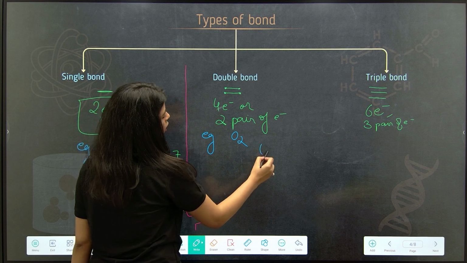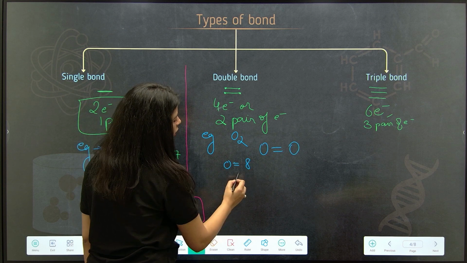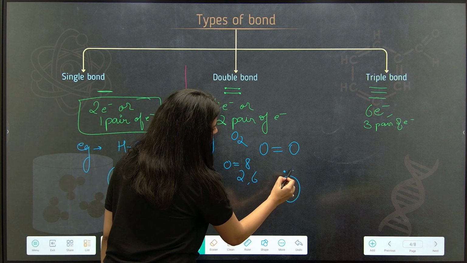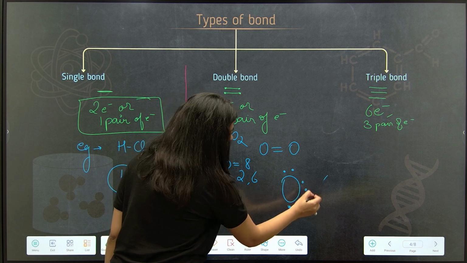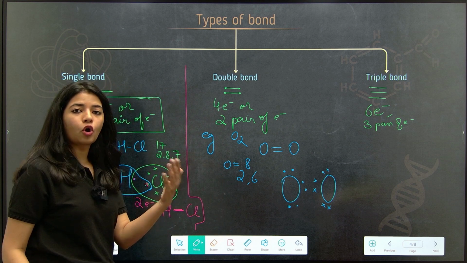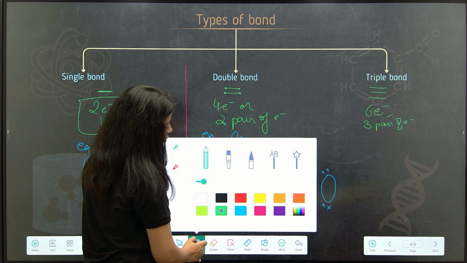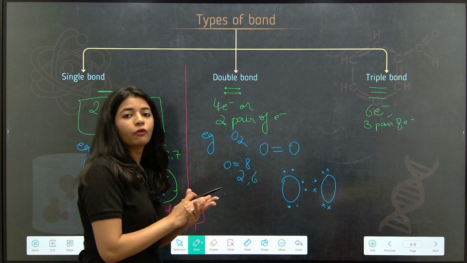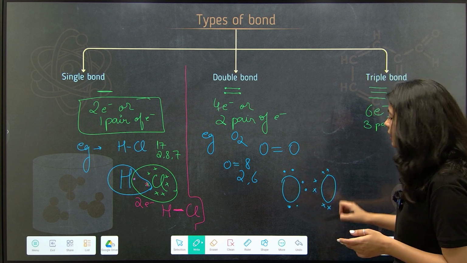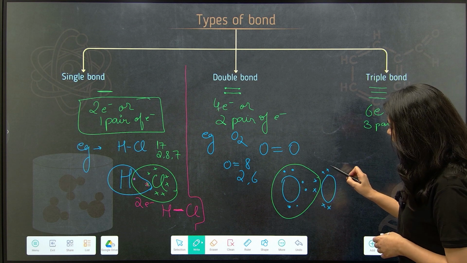Oxygen has atomic number 8. Electronic configuration I can write as 2, 6. Let's represent the electrons 1, 2, 3, 4, 5 and 6. Another oxygen will again have 6 electrons. I'm showing these with crosses so that you don't get confused between the electrons. Now, how many electrons does each oxygen need to complete its outermost shell? It needs two more electrons, right? So this oxygen is going to take 2 electrons from the second oxygen.